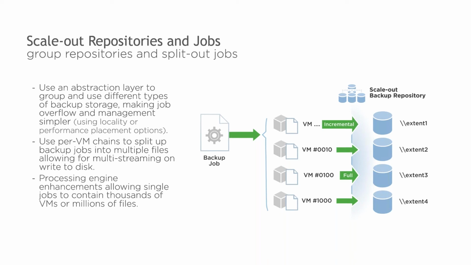All of your jobs, you would just target the scale-out backup repository. Historically, if you wanted to move a backup job from one repository to another, you would literally have to modify the job to point to the new repository and then trigger the start of the incremental chain again with a full backup. This takes care of all of that for you.